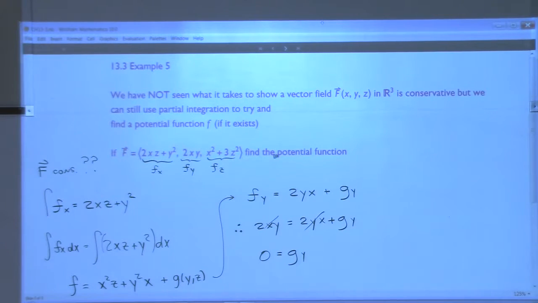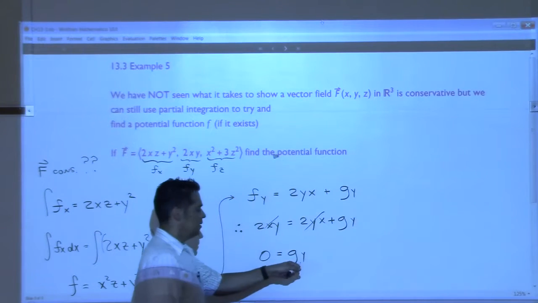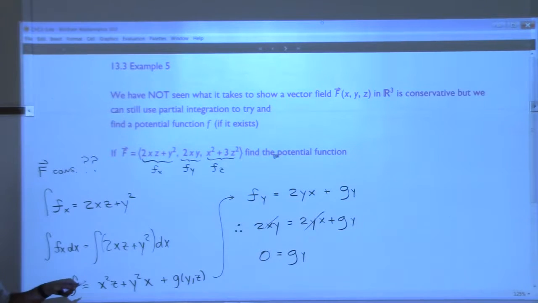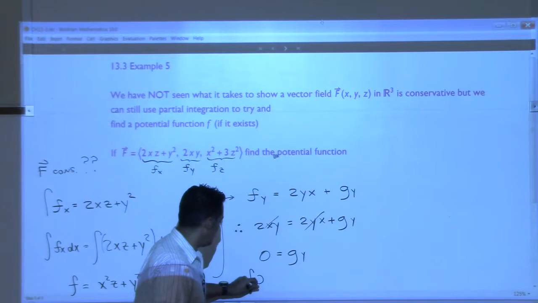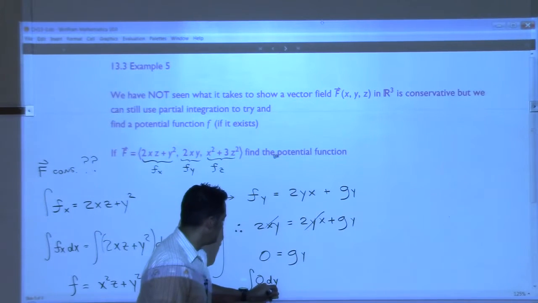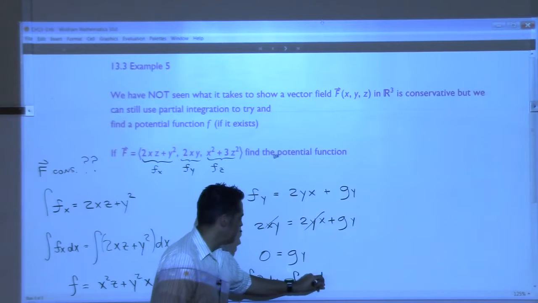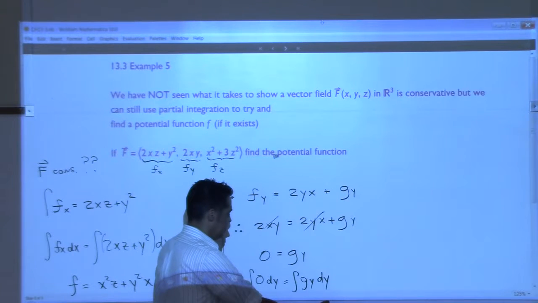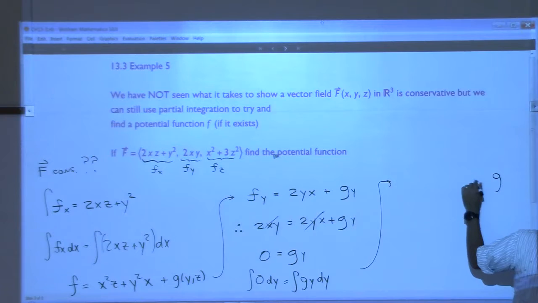Now what do you think we do? Integrate this with respect to y, right? So integrate this with respect to y. Look, be very careful here. Integrate this with respect to y. Integrate that with respect to y. The right-hand side is what? The right-hand side of this is just g, right? What about the left side, though?